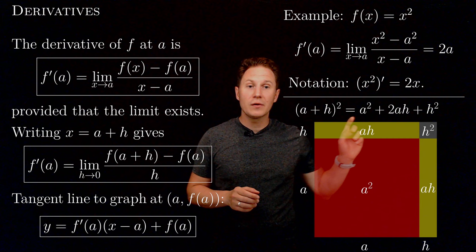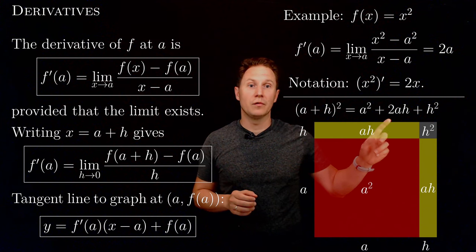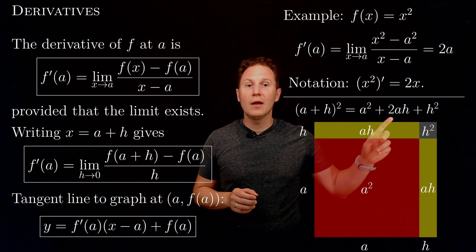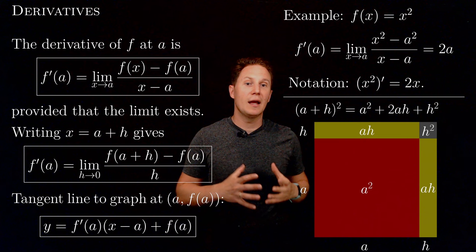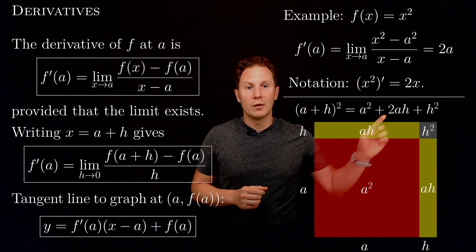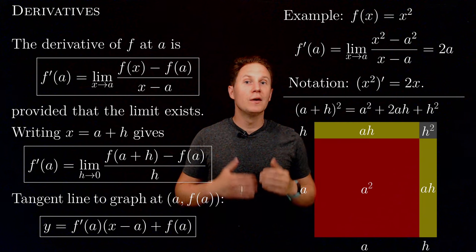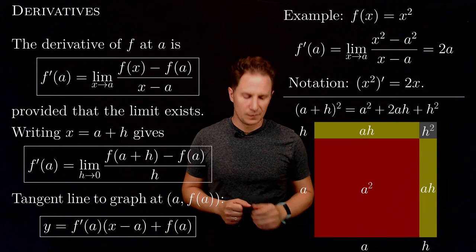And it is the coefficient of this linear term in h that is the derivative of the function at a. So that tells us the rate at which the area grows if we nudge up the side length by a bit. If we neglect the quadratic term in h, we get a really good linear approximation to the function.